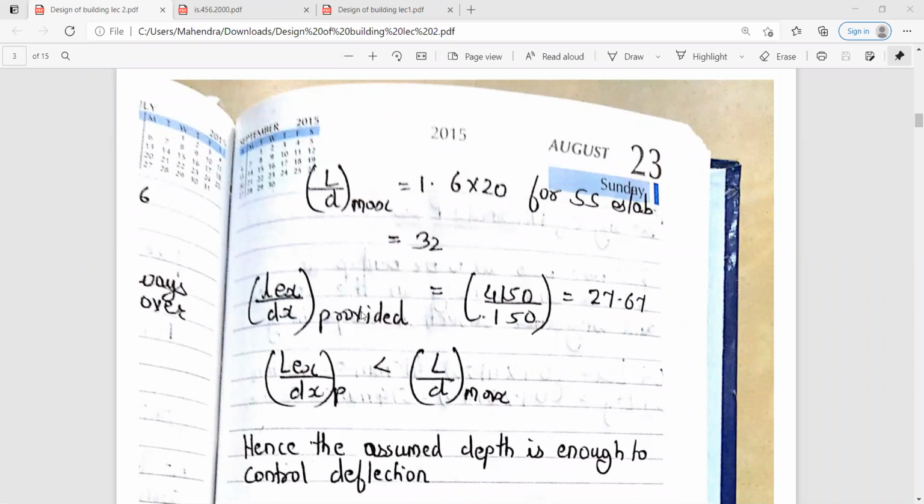So LEX by DX provided is less than L by D maximum. So whatever depth you had assumed is enough to control the deflection.